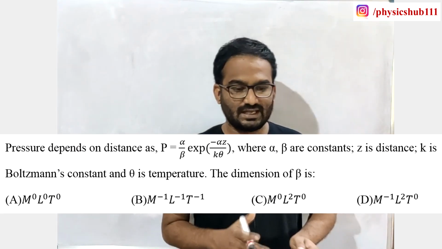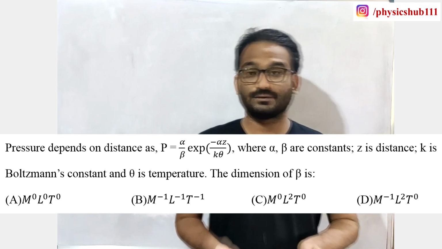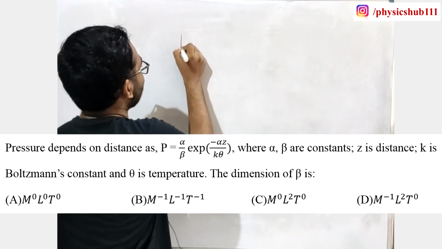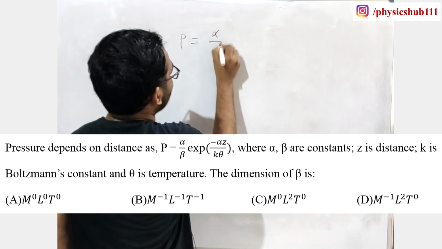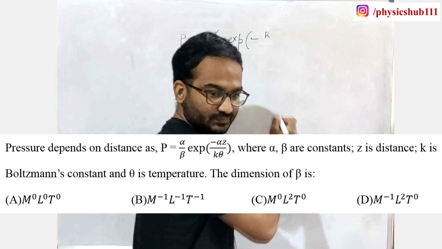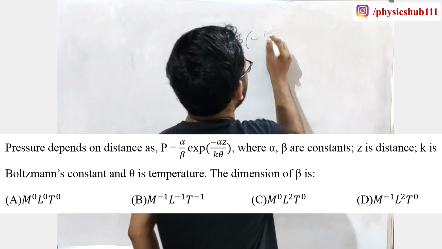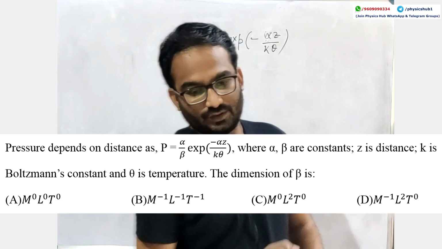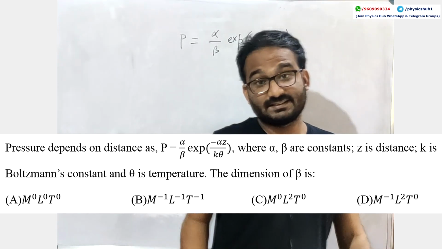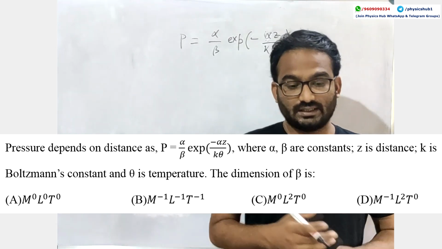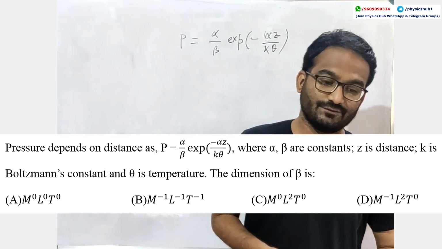The problem reads like this: pressure depends on distance as P equals alpha by beta exponential minus alpha z by k theta. The expression of pressure is given to you, where alpha and beta are constants, z is the distance, k is the Boltzmann constant and theta is temperature. Then what will be the dimension of beta? And you are given 4 options.